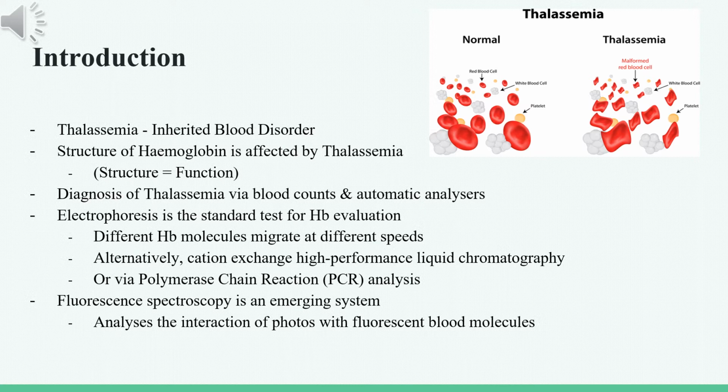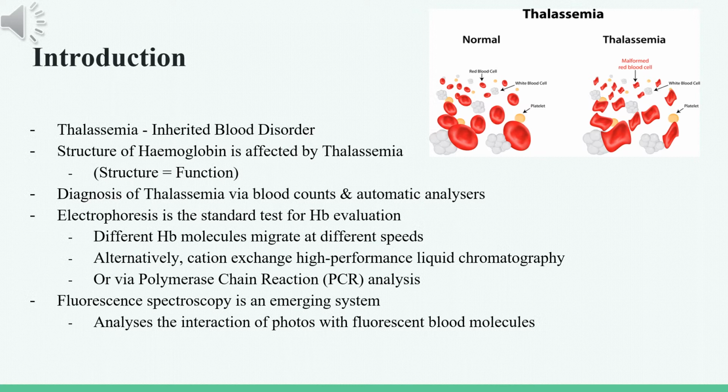Electrophoresis is the most common method for hemoglobin evaluation, as different hemoglobin molecules such as HbA, HbA2, and HbS have different charges, which make them move at different speeds in the gel via an electric field. Abnormalities in the Hb proteins alter their charges, which can be identified by changes in their speed of migration in the gel. Recently, cation exchange high performance liquid chromatography has become a popular method for the detection of hemoglobin subtypes, as well as the polymerase chain reaction, which can be used for the detection of gene deletions in thalassemia.